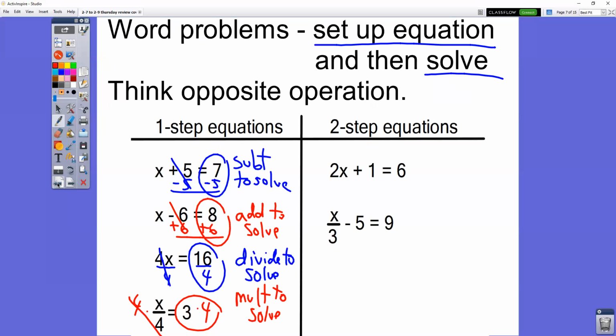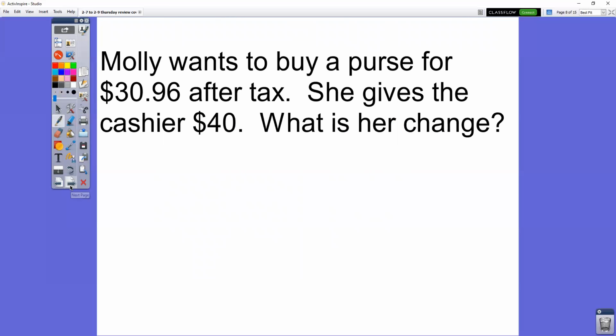Well, if you need to subtract to solve, we want to set up a one-step adding equation just like this. So we have x plus 5 equals 7. So we want to set up a one-step adding equation. So we're going to do x plus 30.96 equals 40. Why am I doing that?